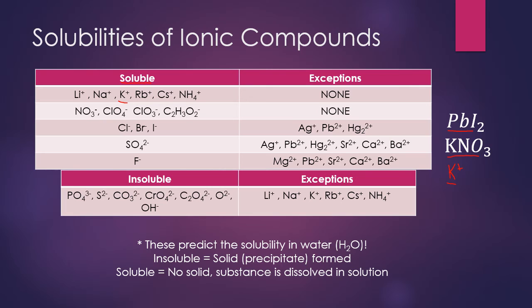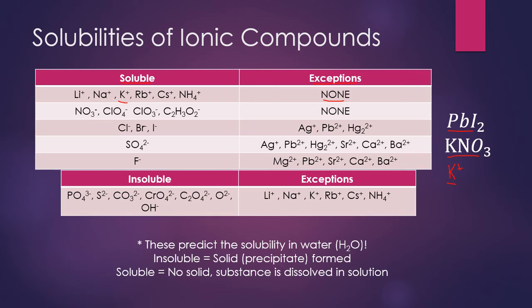Now that means it can be soluble. It doesn't mean it's always going to be, because I need to follow this line over to where the exceptions are. But notice the exceptions in this column, there's none. So that means that potassium, K+, is going to be soluble all the time with no exceptions. It's always going to dissolve in water. It's never going to form a solid. So that tells me that KNO3 is definitely not going to form a solid, because it's going to be soluble no matter what.